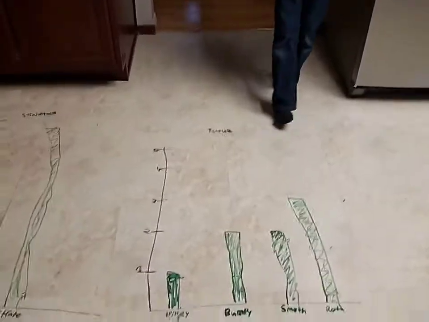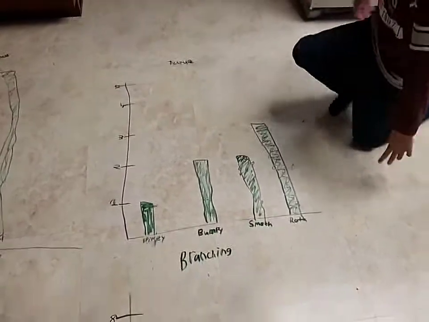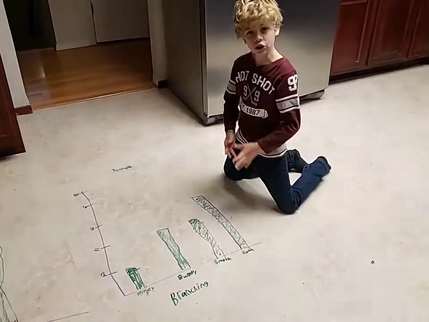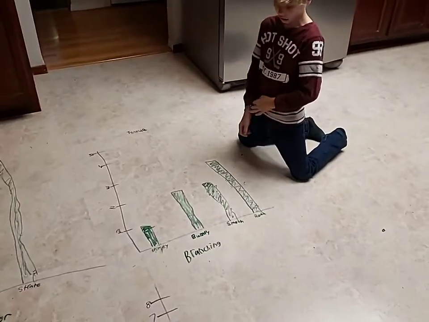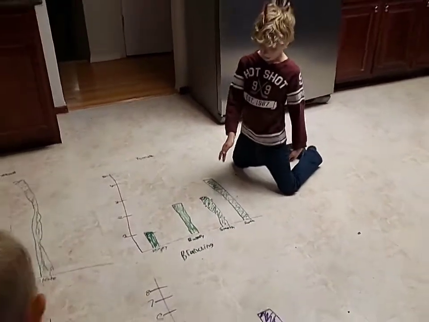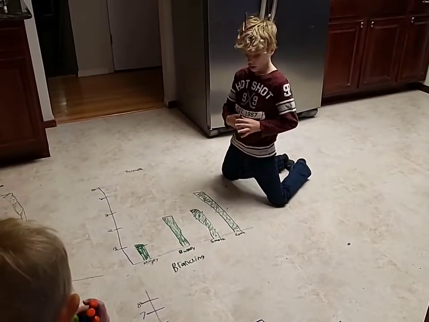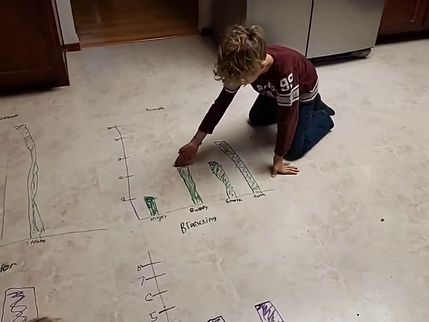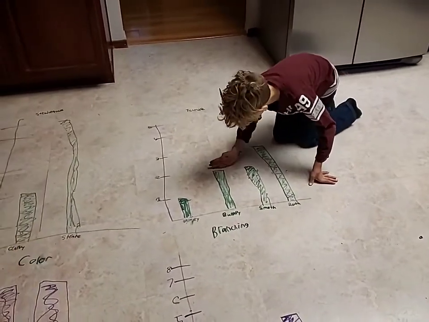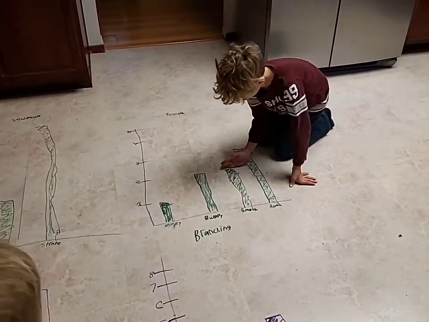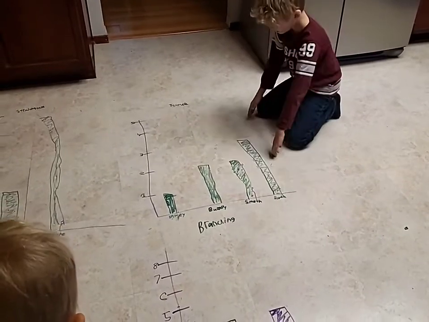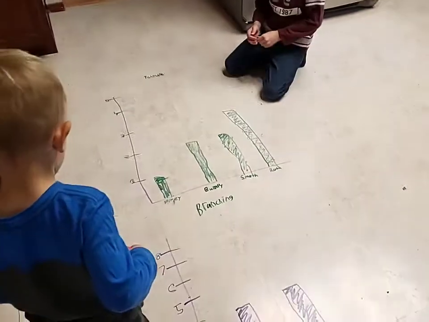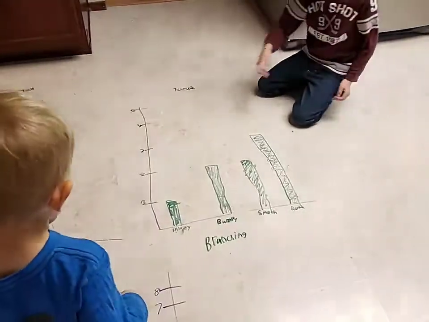Can you get down low? My first graph was how the stick's texture is. And there was spiky, bumpy, smooth, and rough. There was only one spiky. There were two bumpy. And see, it goes right at the two. So it's smooth, goes right at the two. But then rough, there were three, which goes up there, and then the title was texture.